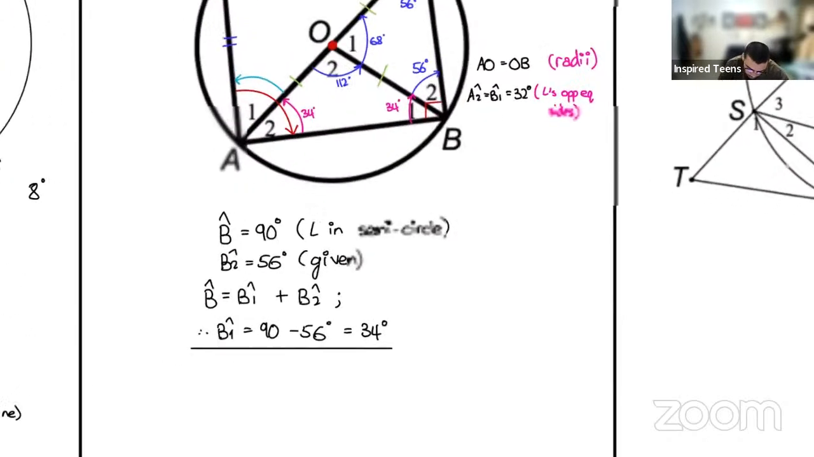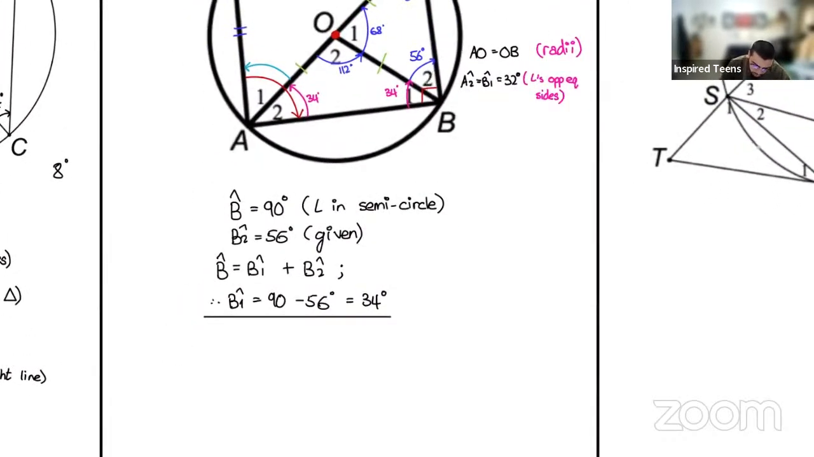Since we know the value of angle B1, we can move on to this thing, right? To use this isosceles triangle, remember we have to explicitly mention which sides are equal, the reason they're equal, and then say that those opposite angles are equal. So I have to say that OA is equal to OB, radii. Okay. And then from that, we can conclude, therefore, that angle A2 is equal to angle B1, which are both now equal to 34 degrees. Okay. And the reason for that is what? The reason for that is angles opposite equal sides.